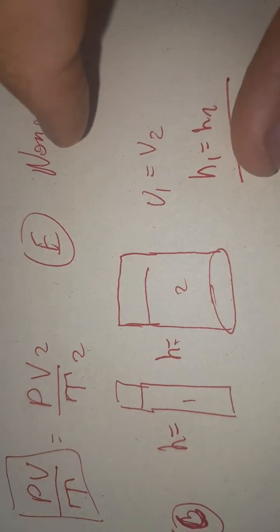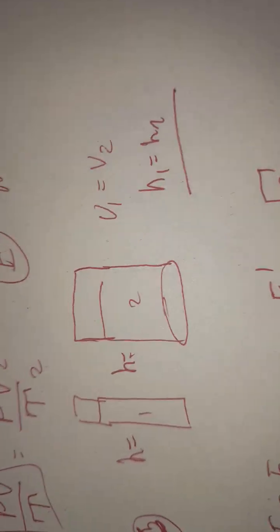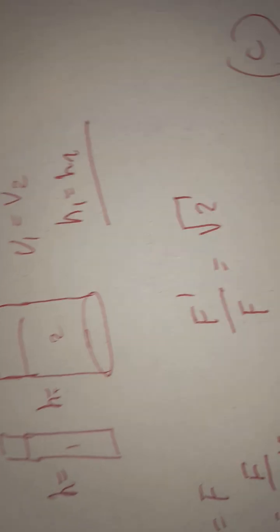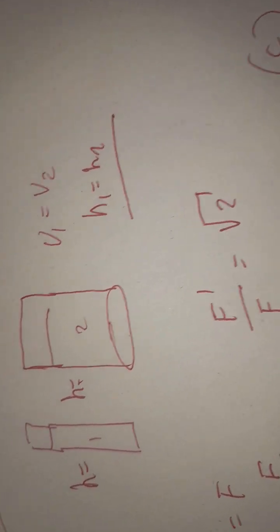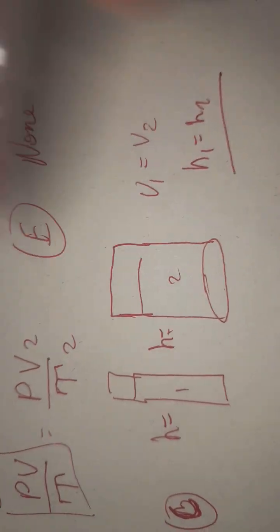11th question, we have two different shapes, two different vessels, but the same height. What will be the bottom pressure ratio of them? The same. If the same height, the same hydrostatic pressure.